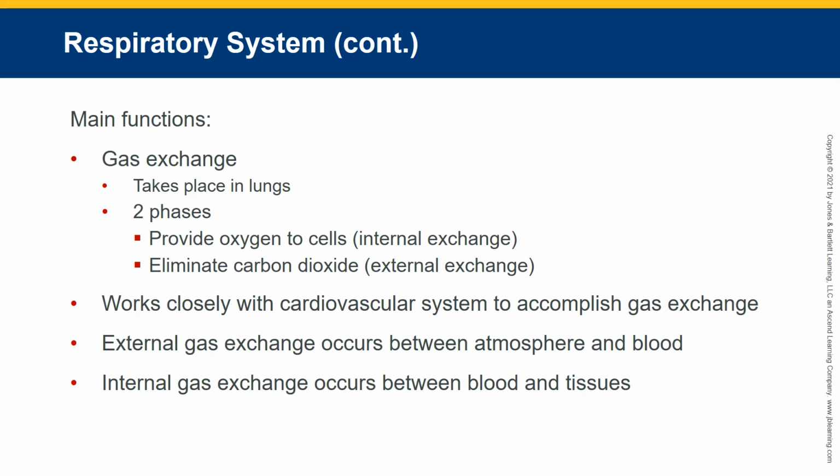The internal gas exchange is once those capillaries go back to the heart, pumps back through the left atrium, the left ventricle, up through the aorta, and out to our blood, out to be delivered to all our blood. Once it's out, this is where we start to see gas exchange happening. So that's between blood and tissues.